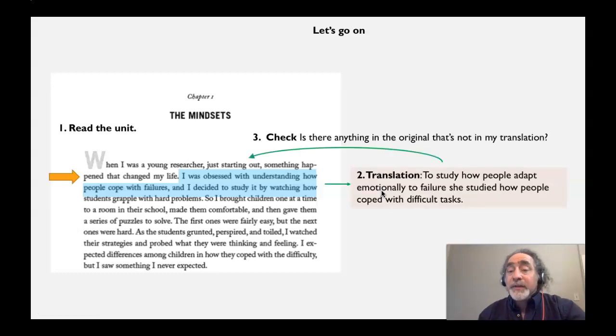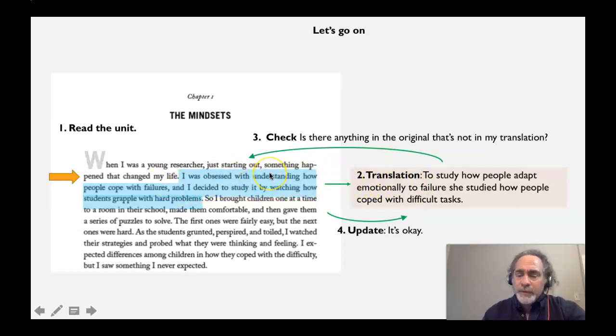Is there anything in the original that's not in my translation? Nope. Looks pretty good to me. Nothing in there that's central. I could say, well, I was obsessed is not in there. Well, that's not really important. I decided to study. Well, that's not terribly important. I think we're in a good place.